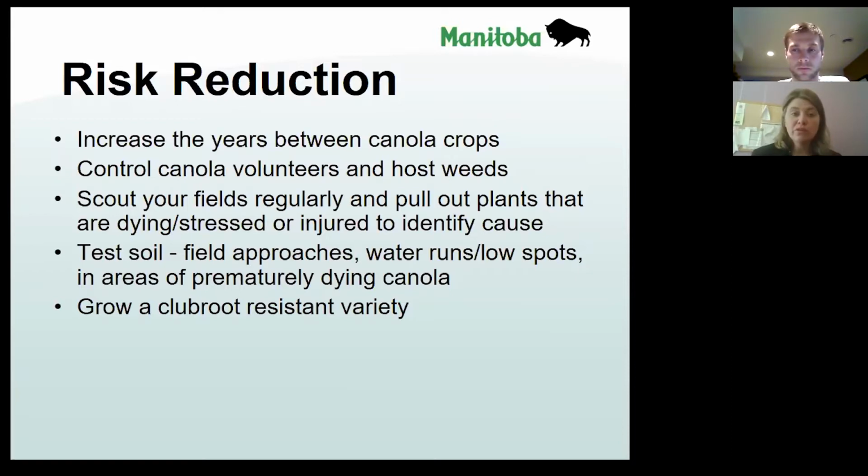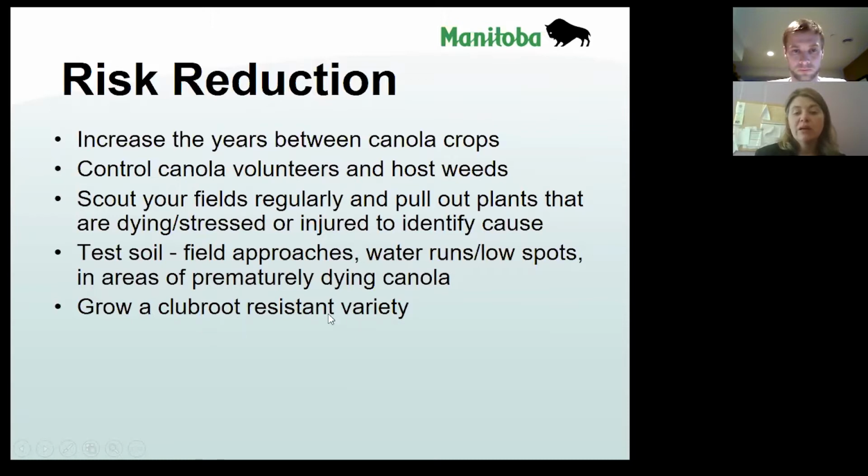So if we can reduce the spores from developing in those roots, we're reducing them from being released into the soil. So that might be something to consider, even if you don't have clubroot. If you're concerned about it, it is a really good form of protection.